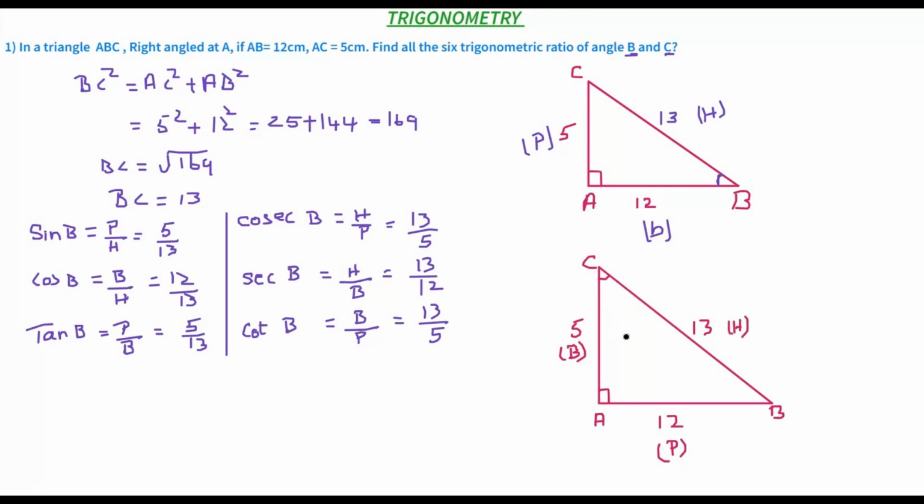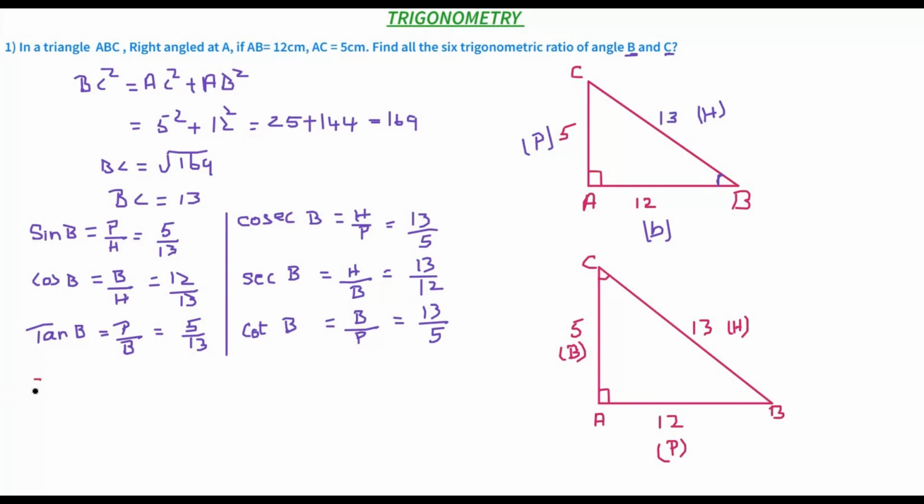So when we have the reference angle C, there is a slight change in base and perpendicular. Here the perpendicular is 5, base is 12. Here the base is 5 and the perpendicular is 12. So since this is with the reference of angle C, and hypotenuse will never change, it will remain the same. So now let's find it out.